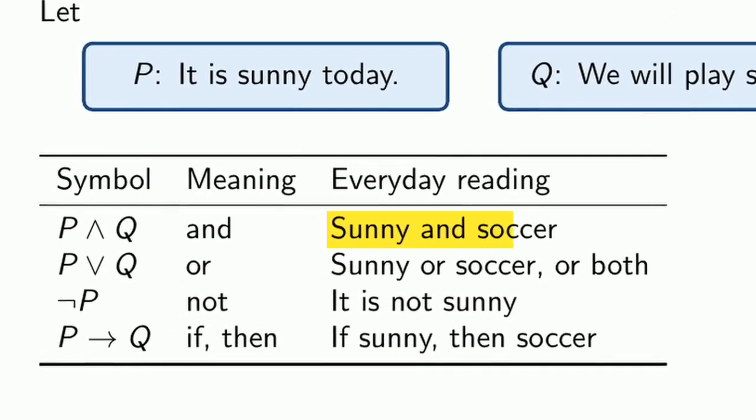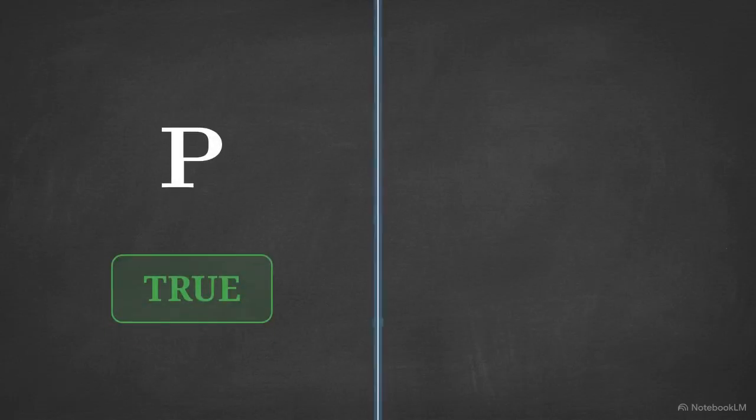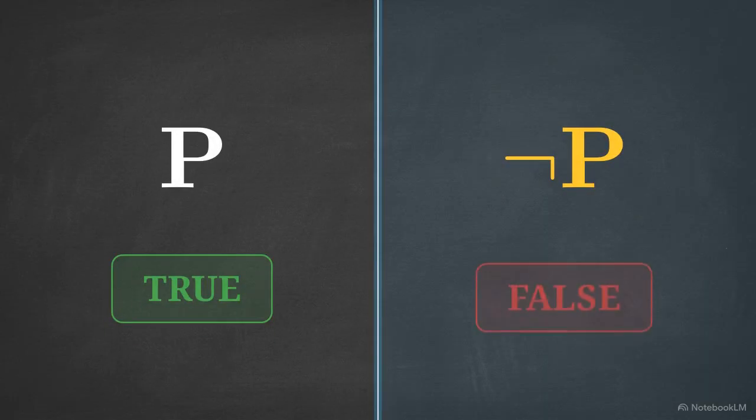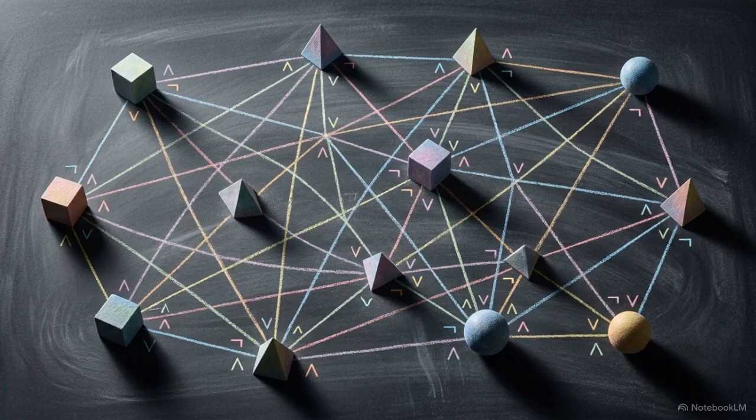Look at the first two rows. And demands perfection, true only if both pieces happen. Or is much more forgiving, true if one, the other, or both occur. The not operator acts as a logical mirror. It simply reverses the current truth value of whatever statement it's applied to. These basic operators are the mathematical laws governing how all our ideas interact.